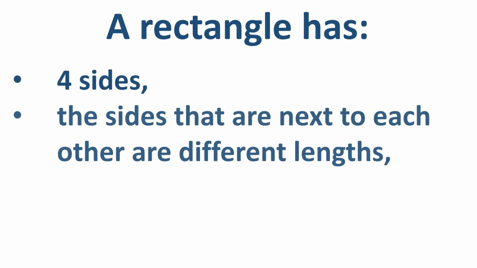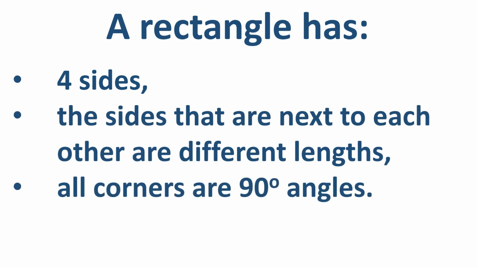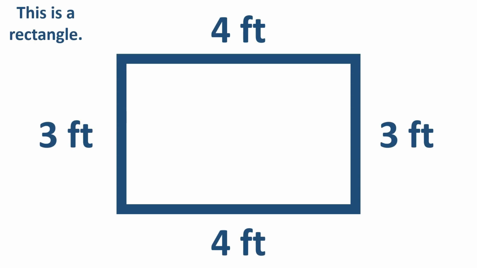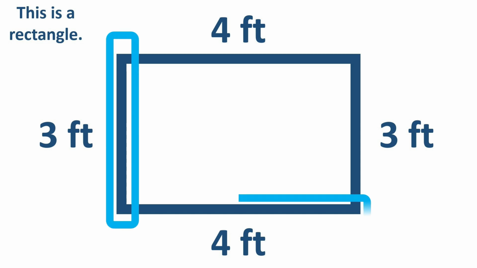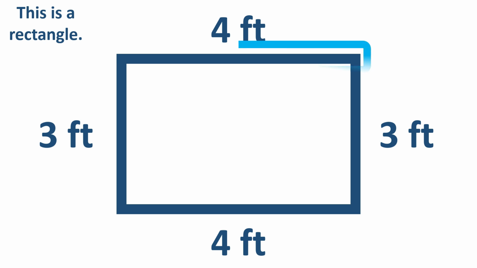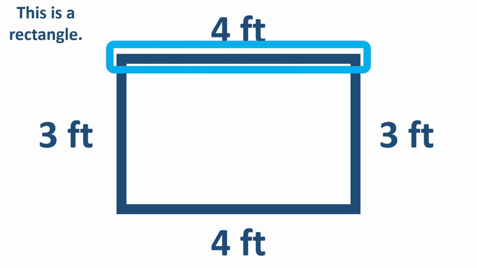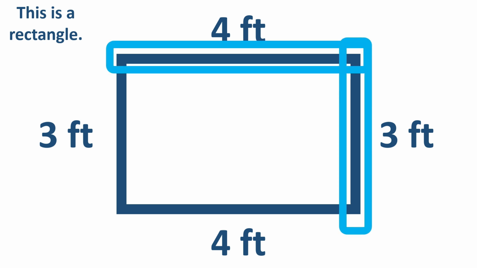A rectangle has 4 sides. The sides that are next to each other are different lengths, and all the corners are 90-degree angles. Here's an example of a rectangle. It has 4 sides. The lengths of 2 sides next to each other are different. In this rectangle, one side is 3 feet long and one side is 4 feet long. Here, one side is 4 feet long and one side is 3 feet long. All the corners have angles that are 90 degrees.